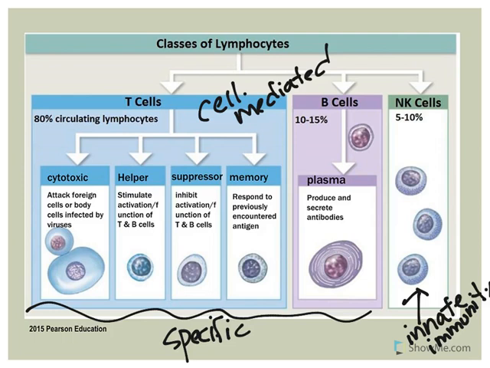Now, helper T cells are very important. They will activate and stimulate other T cells and B cells. They'll activate or stimulate the cytotoxic T cells, and they will stimulate the B cells. The helper T cells are a bridge between our innate and our specific immunity. We'll find this out later, but they will activate components of our innate immune system, and also things associated with the specific immune system.